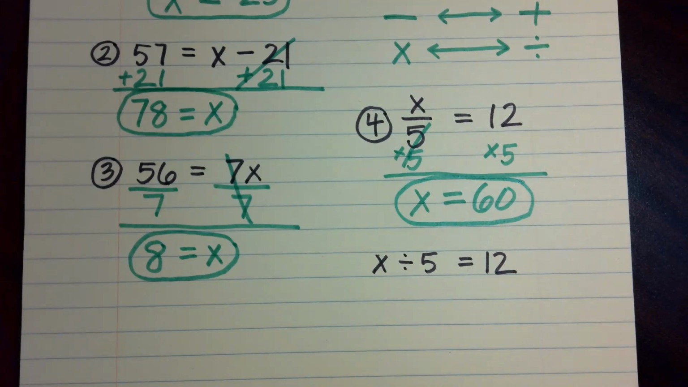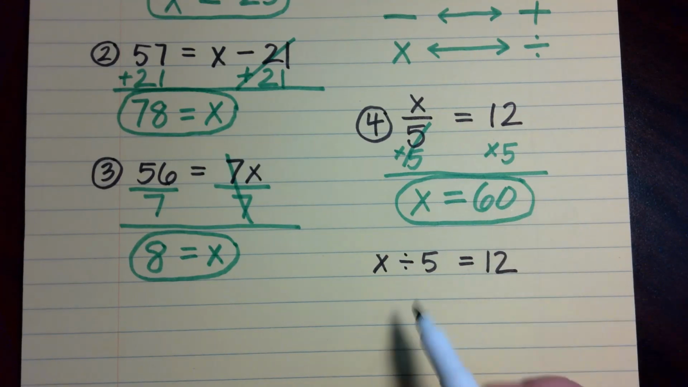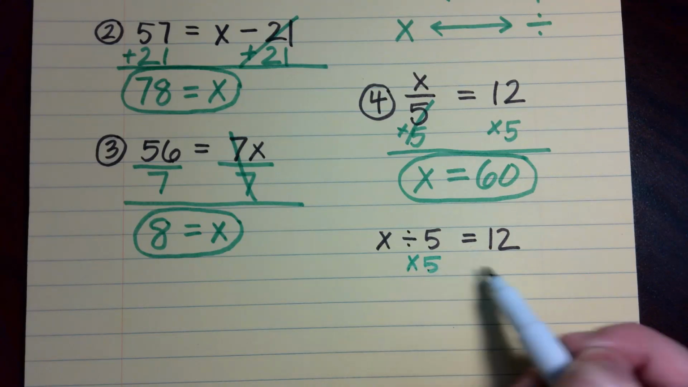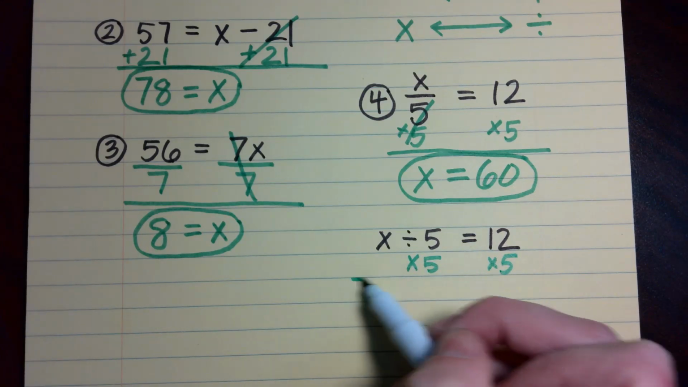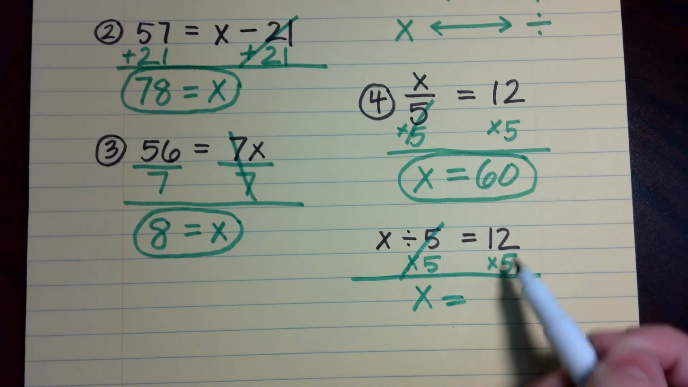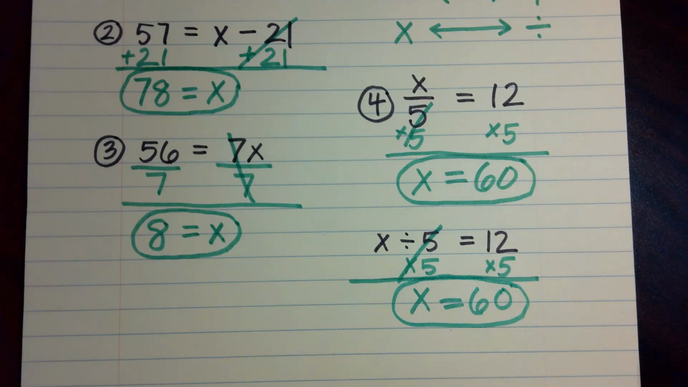And I did do that. I did 60 divided by 5 just to check. Perfect. That's good. Awesome, guys. And then as you can see here, this is the same thing. If I did times 5 to both sides, that would cancel. I'd bring down my x, my equals, and 12 times 5 is 60. Same exact thing.